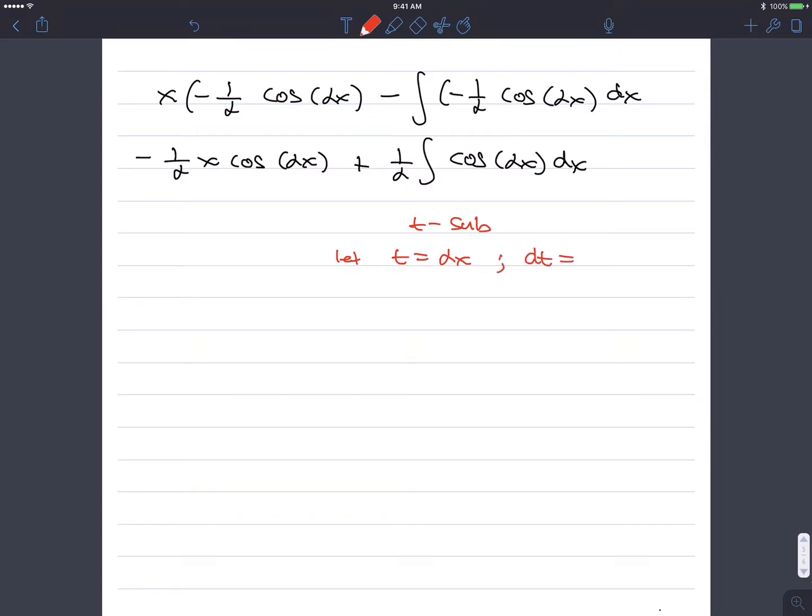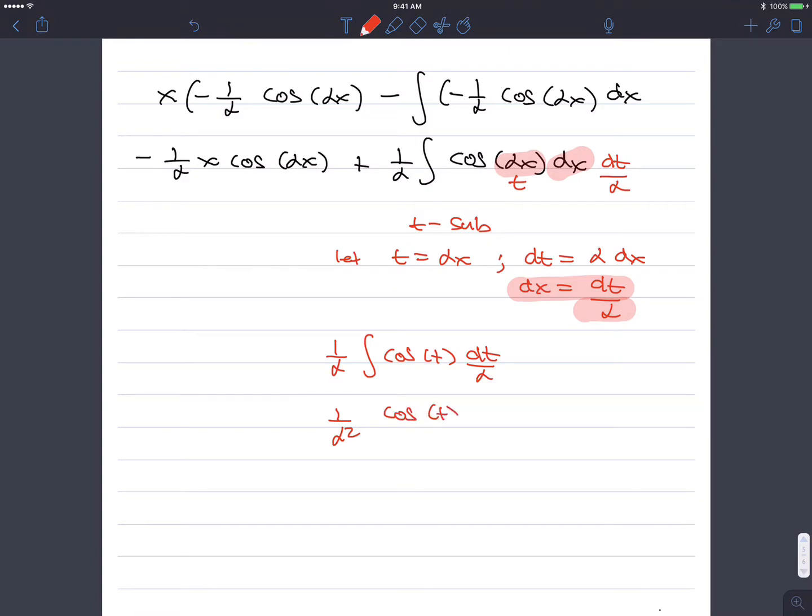And so then dt is going to be alpha dx. Or we can say your dx will be dt over alpha. So this portion here is my t, and then dx will be dt over alpha. We'll replace this dx with dt over alpha, replace alpha x with t. We're going to get the following integral: 1 over alpha integral cosine of t dt over alpha, which gives us 1 over alpha squared cosine t dt. This is what we're going to integrate.